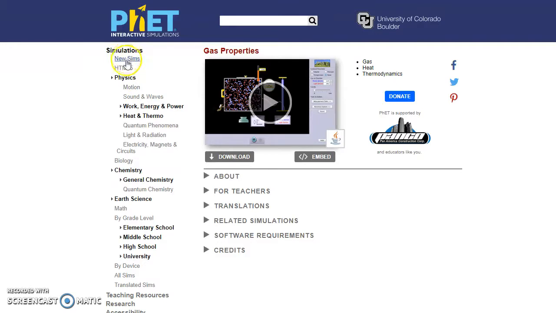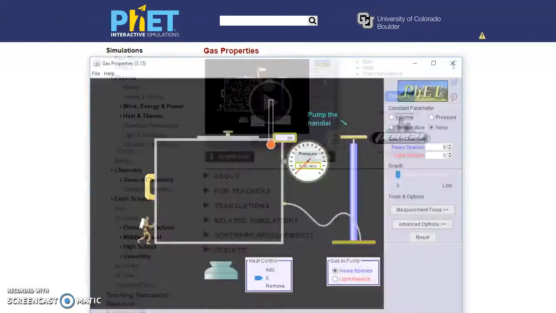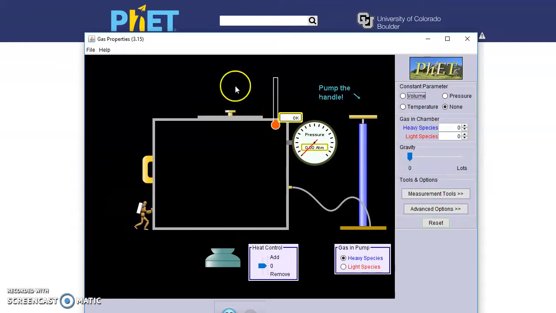Here it is, the simulations. There are a variety of simulations for physics and chemistry. I'm going to go to general chemistry and show you this simulation called gas properties. Here it is. Let's move this a little bit for you.